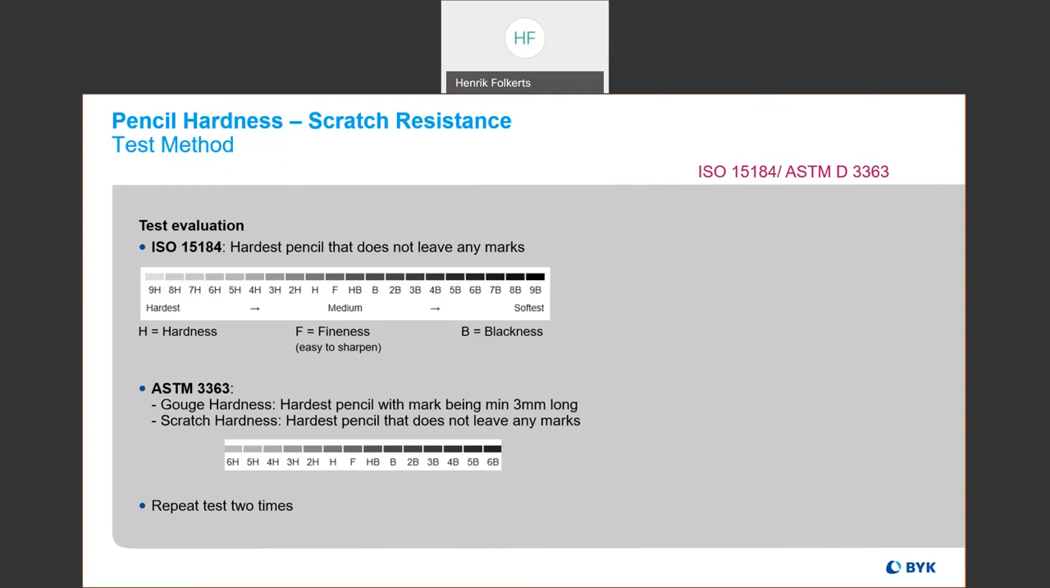According to the ASTM method, the pencil set consists of pencils with the highest hardness grade from 6H to 6B. It is a shorter set, and there are two types of tests that are specified. One is the so-called gouge hardness, which is the hardest pencil with a mark being minimum 3 millimeters long, and the scratch hardness, which is the hardest pencil that does not leave any marks. These two different types of tests can be performed based on the ASTM definition, and both norms recommend to repeat the test 2 times.